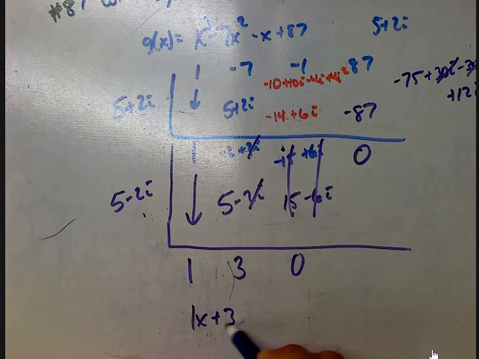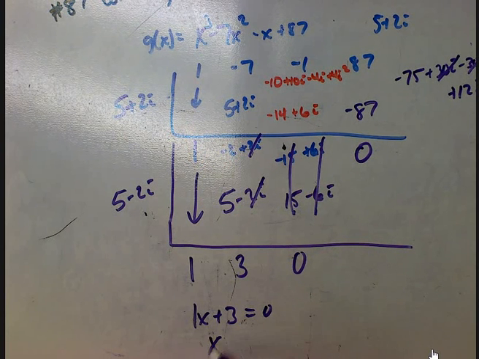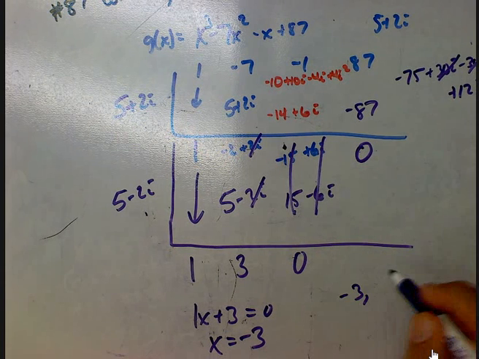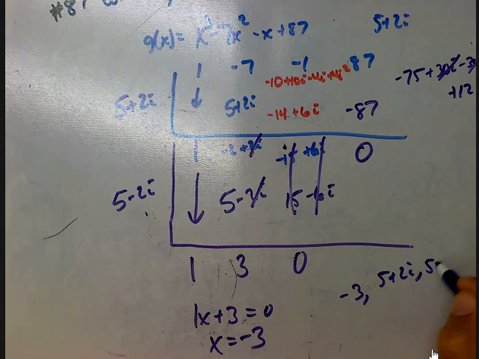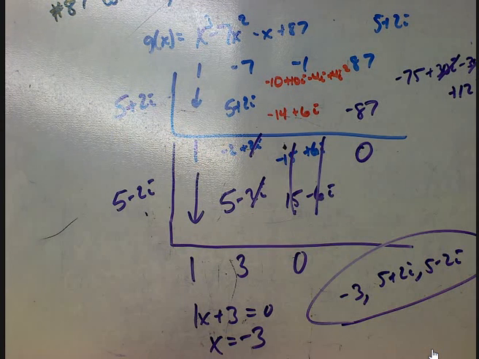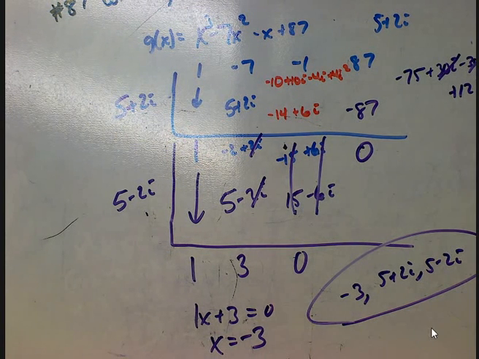If I subtract 3 from both sides, I get x is -3, and my answers are -3, 5 plus 2i, 5 minus 2i, and that is the right answer, just like the other two ways we solved the problem. So there, if you like a challenge, there's synthetic division using an imaginary number or a complex number.